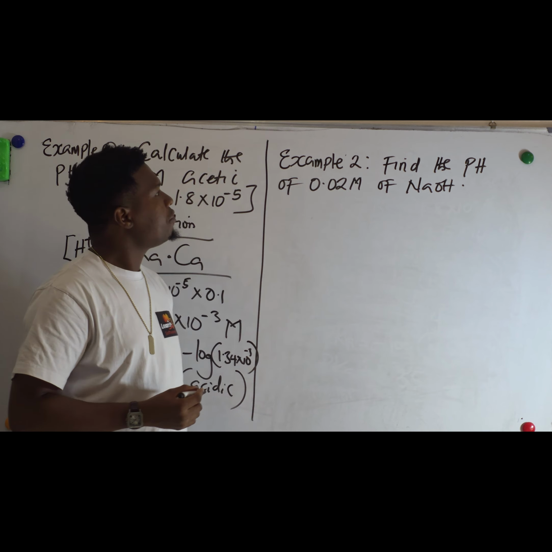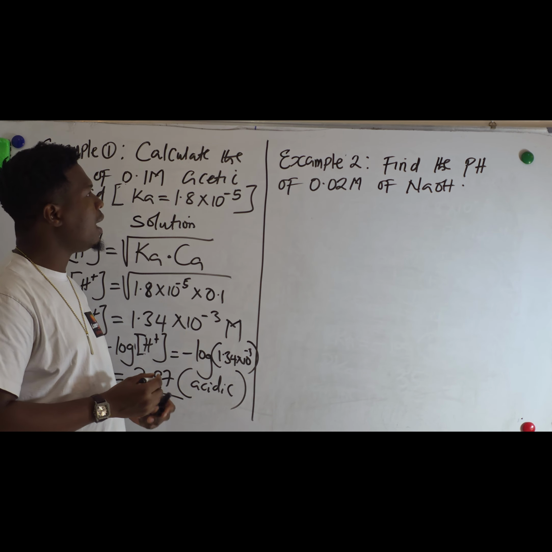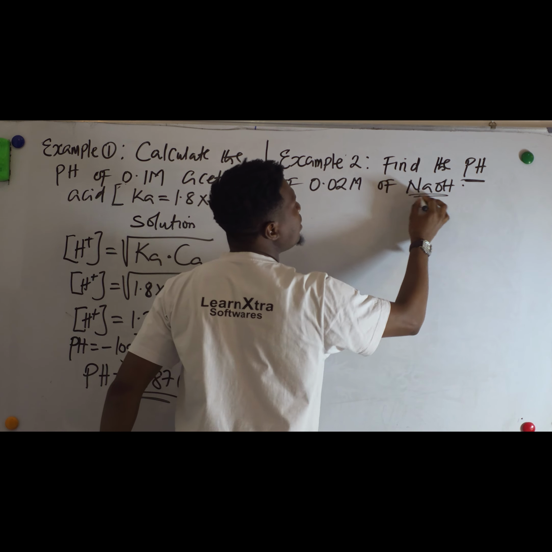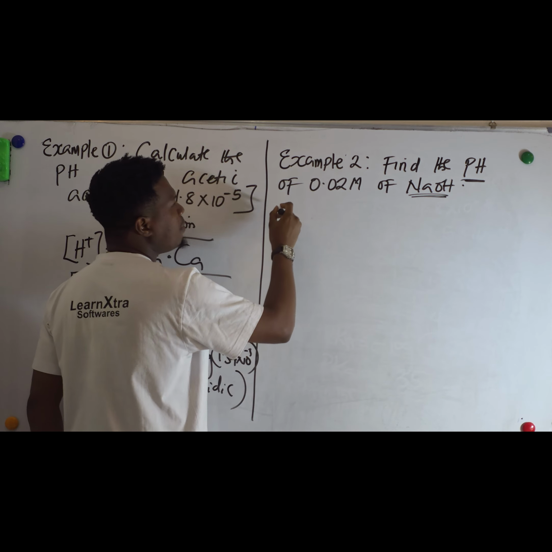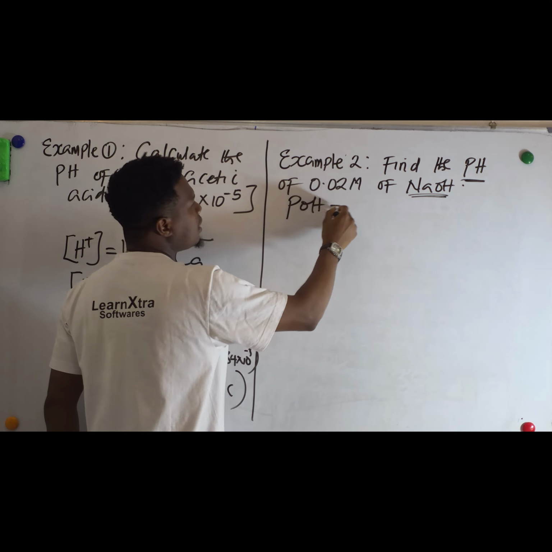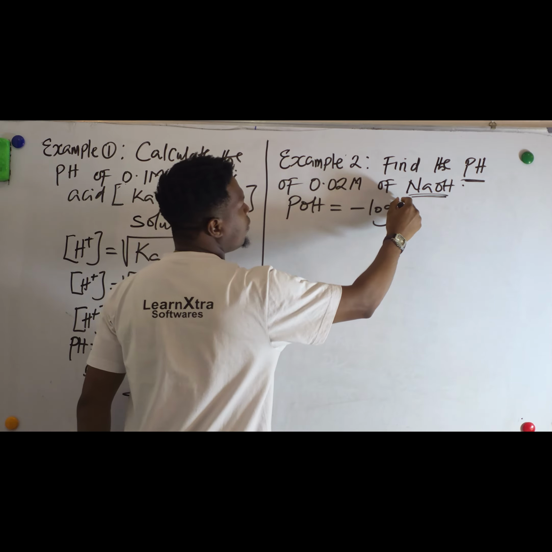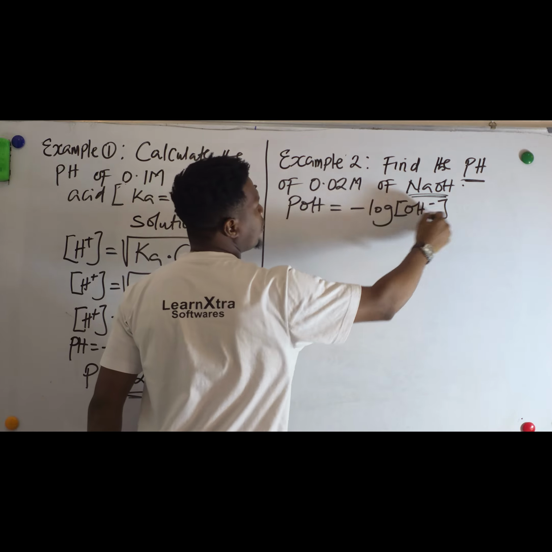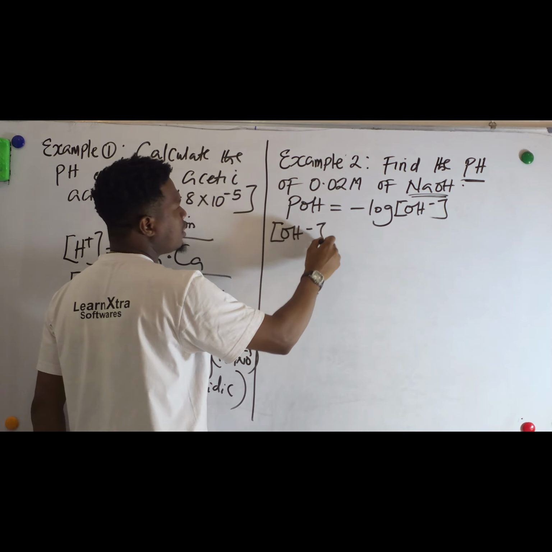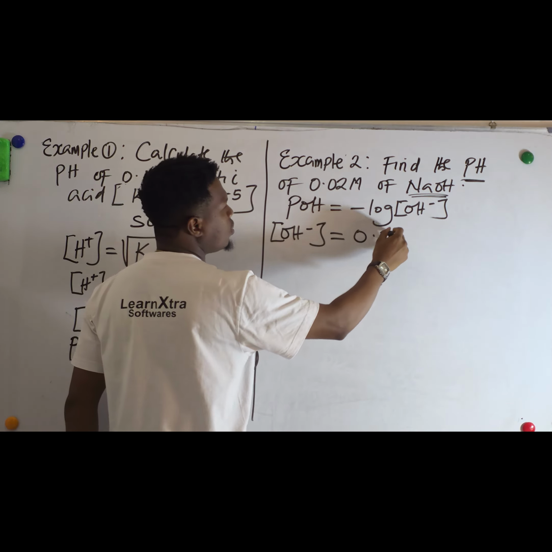So number 2, find the pH of a 0.02 molar of sodium hydroxide. Remember, we are looking for pH, but what was given is a base. So we're going to find the pOH first. pOH is equal to negative log of the hydroxide ion concentration. From this solution, the hydroxide ion concentration is 0.02.